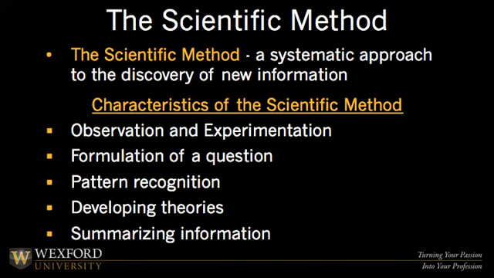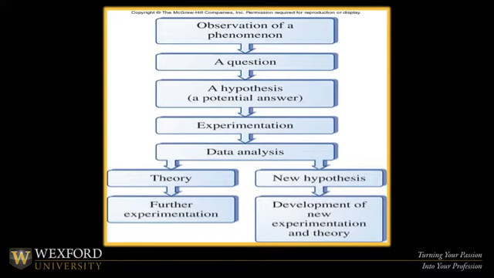Now, looking at the scientific method, we see that the scientific method is a systematic approach to the discovery of new information. Characteristics of the scientific method are as follows. There's observation and experimentation. There's the formulation of a question, a pattern of recognition, developing theories, followed by the summarizing of information. The diagram below lists the process of the scientific method.